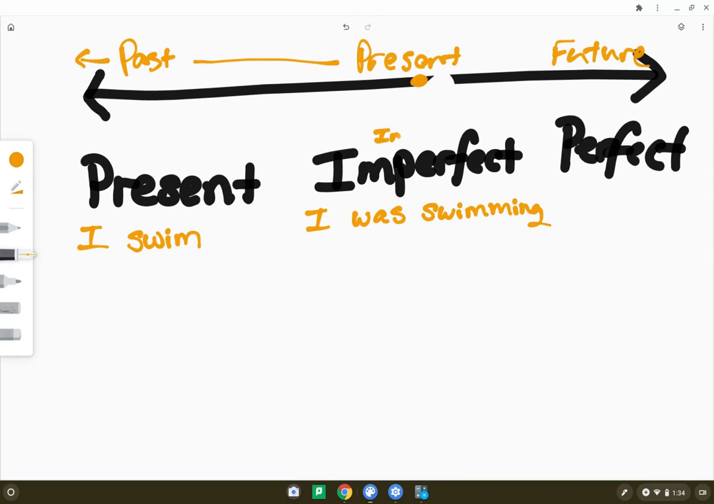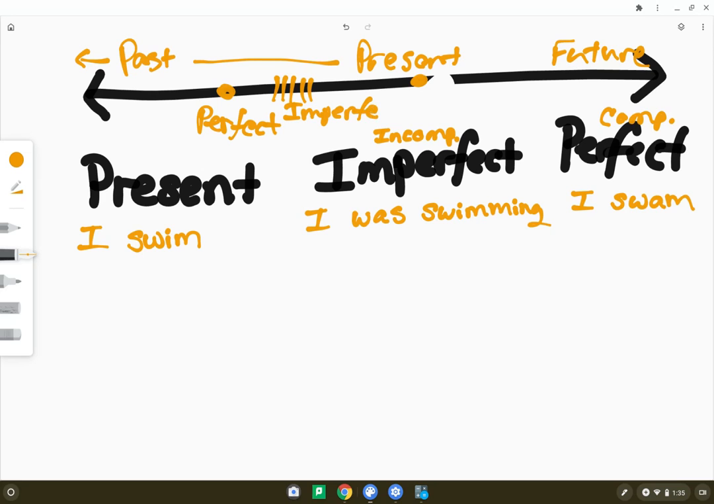So I'm going to write incomplete so I can write myself a little note that this is an incomplete action. Now my perfect tense is a complete action that happened in the past. So I swam. If I say I swam, you know that I am done swimming. There was no question about it. So how we would see it on the timeline is I would put the perfect right here in the past. And I'm going to mark the imperfect with some little lines because it's not done yet. We have no clue if I completed my action of swimming or not.